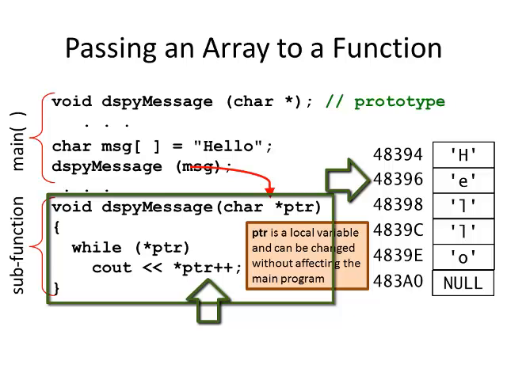Now the pointer will be moved down to 48396, which is going to point to the E. Go back to the top of the while loop and say star PTR. The E is non-zero, so I'll display star PTR with C out, increment the pointer, so the pointer moves down to 48398, which is the L.